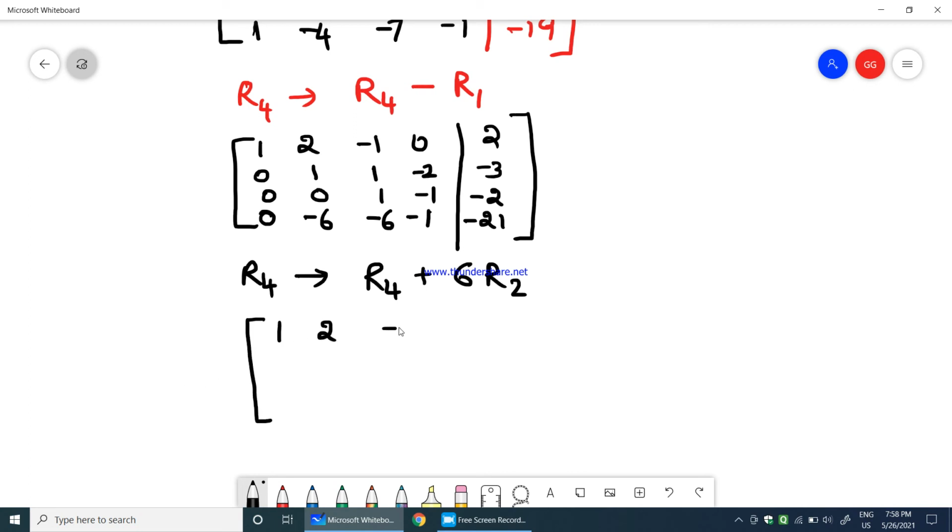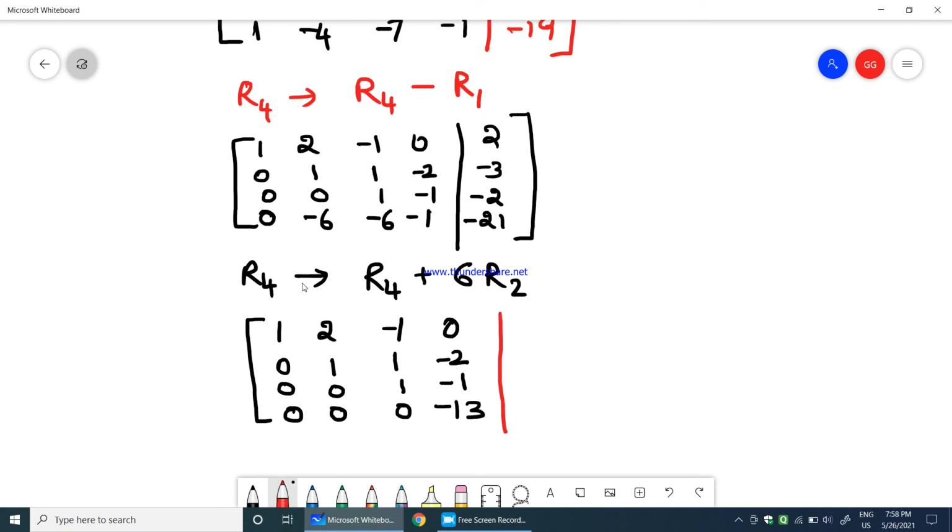1, 2, minus 1, 0, 0, 1, 1, minus 2. This is 0, 0, 1, minus 1. Then 0 plus 6 into 0 is 0. Minus 6 plus 6 into 1, minus 6 plus 6 is 0. Minus 6 plus 6 into 1, again 0. Minus 1 minus 6 into 2, 12. So minus 1 minus 12 is minus 13. So put a block here.